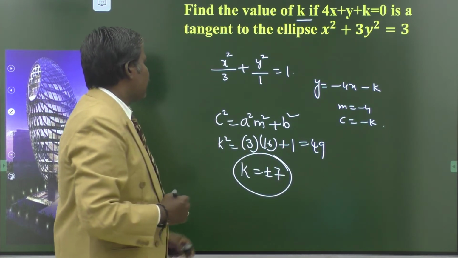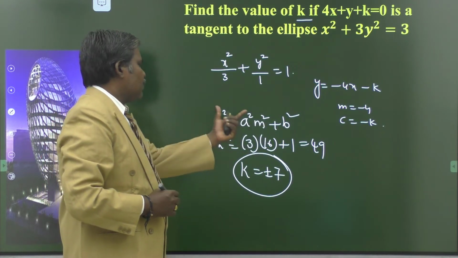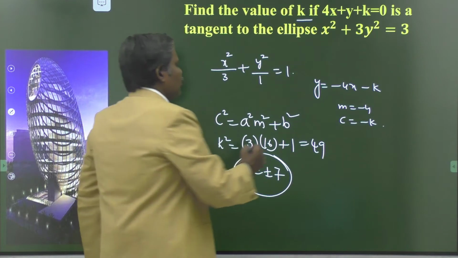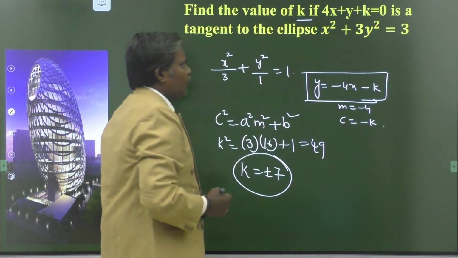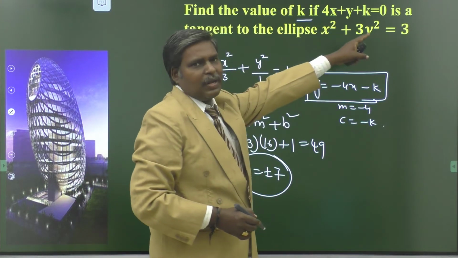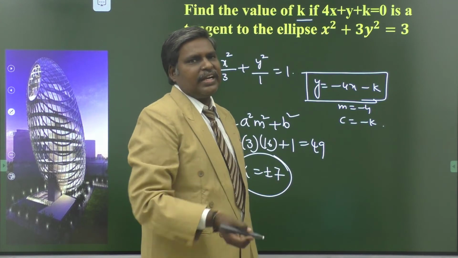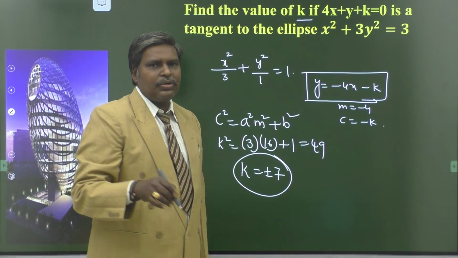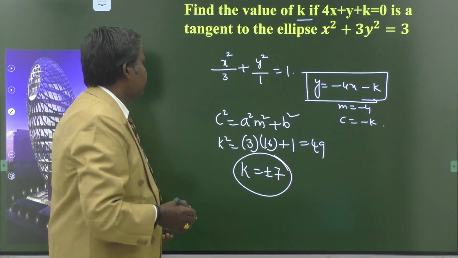So it is very easy for you. We are going to apply c square equal to a square m square plus b square. Before going to apply the condition, you make your line in the form of y is equal to mx plus c form. If you are not maintaining in this manner, directly you can apply also. It is of the form lx plus my plus n equal to 0. The condition is what? n square is equal to a square l square plus b square m square. Okay.